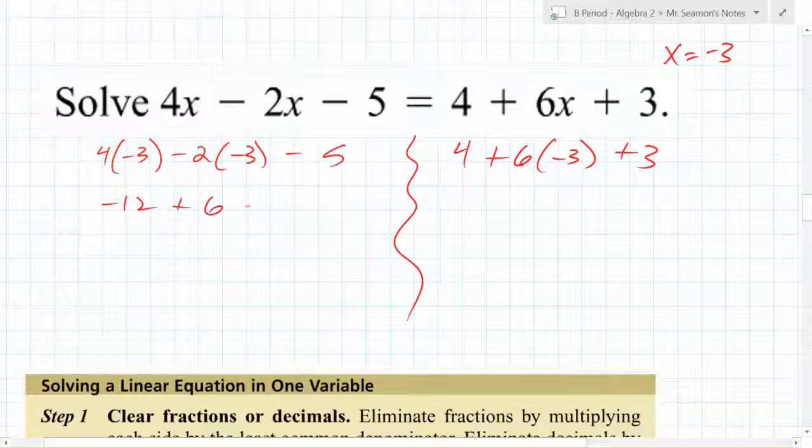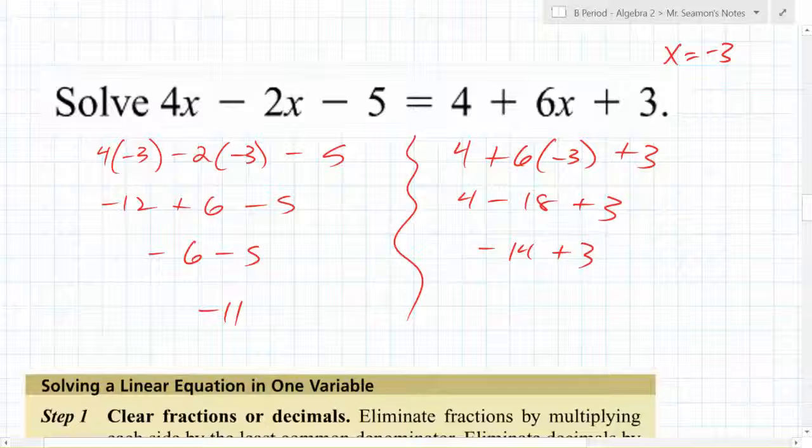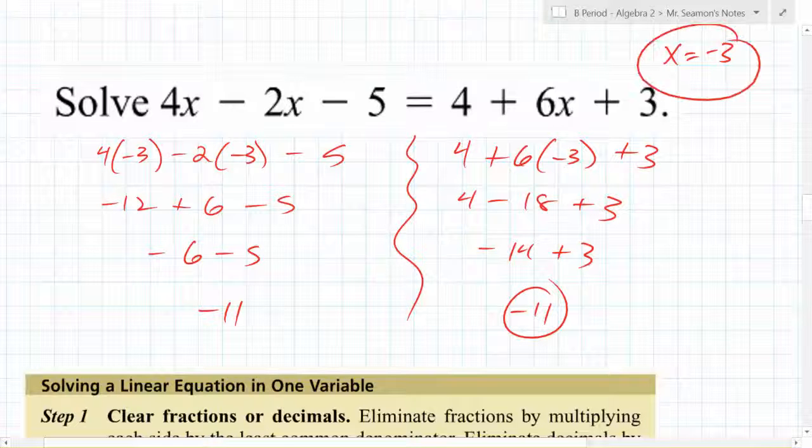-12 plus 6 minus 5. 4 minus 18 plus 3. -6, it's -11 on the left. -14 plus 3. Oh, look, it works. So is this correct? It is. It absolutely is correct.